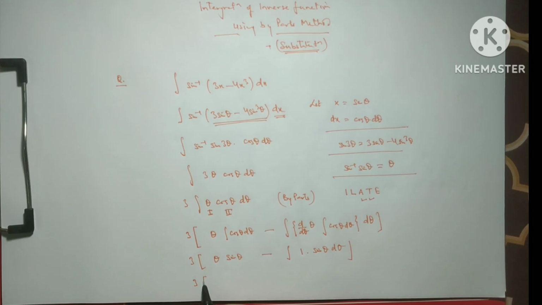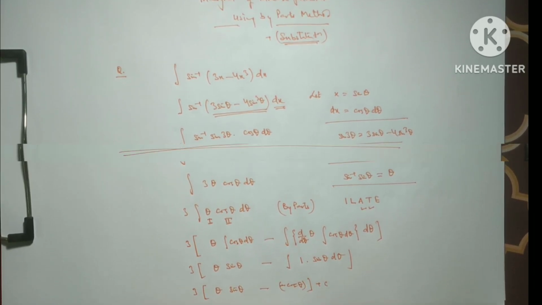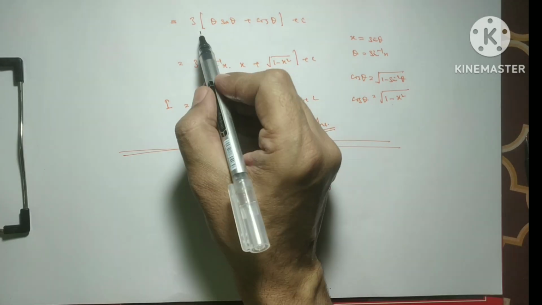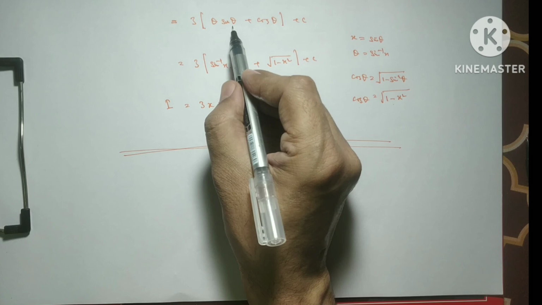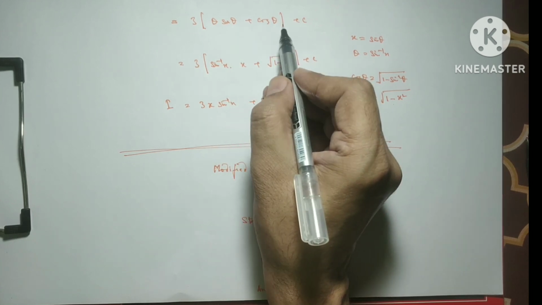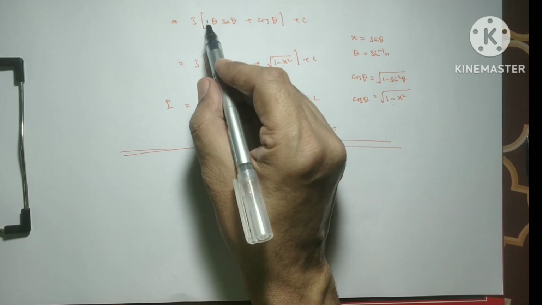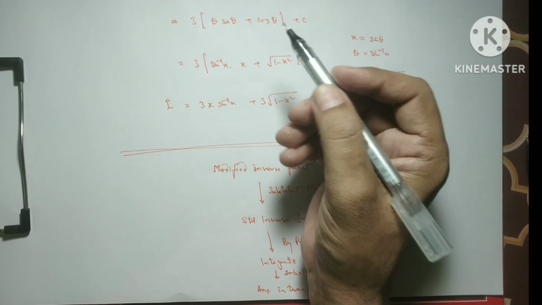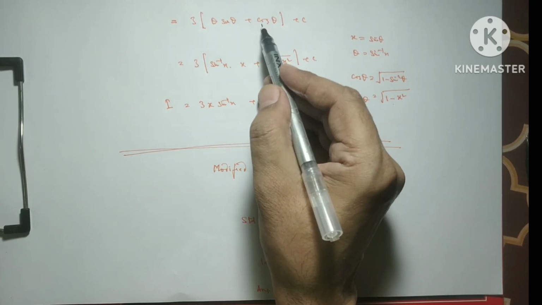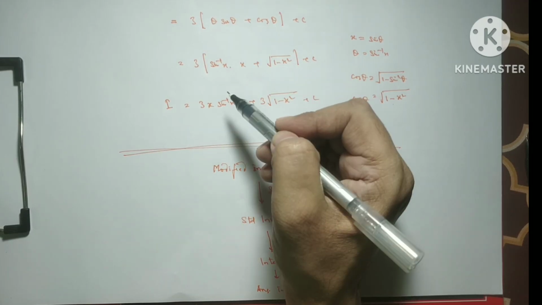So it is 3 theta sine theta minus cos theta plus c. So as a result, the answer is thrice theta sine theta plus cos theta. Right now this answer is in terms of theta, but as our question is in terms of x, we will convert this expression in terms of x again.